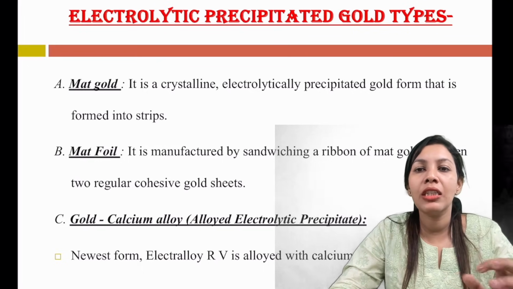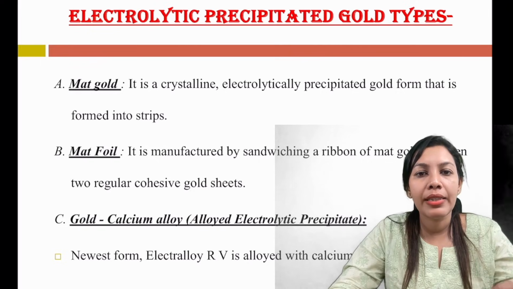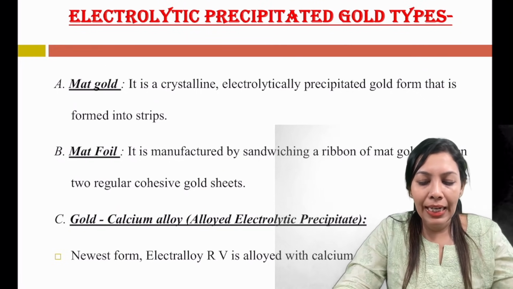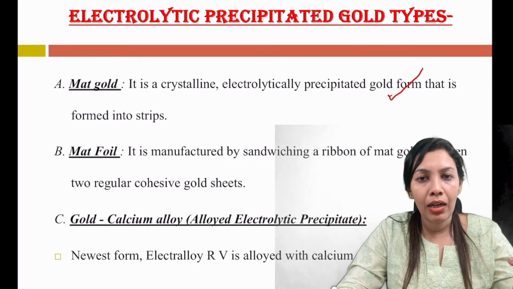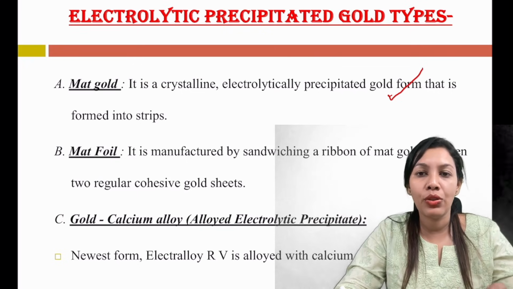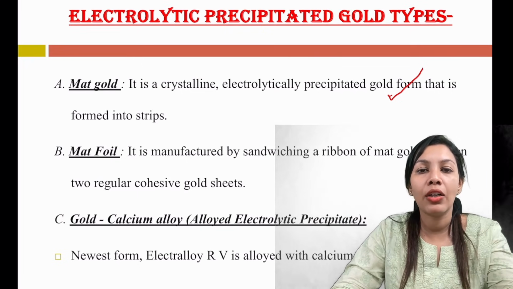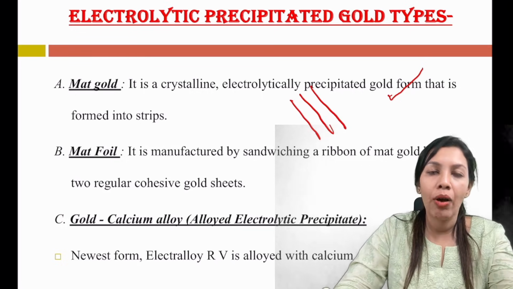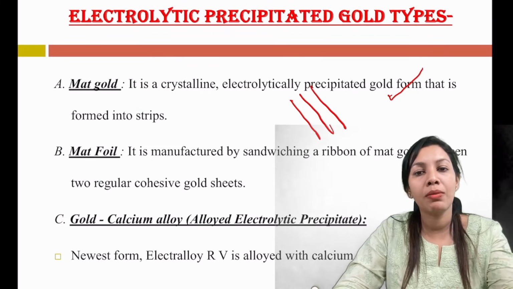Electrolytic precipitation is of three types: matte gold, matte foil, and gold calcium alloy. Matte gold is crystalline electrolytically precipitated gold that is formed into strips. So we know that when electrolytically precipitated gold is made into strips, it forms the matte gold.